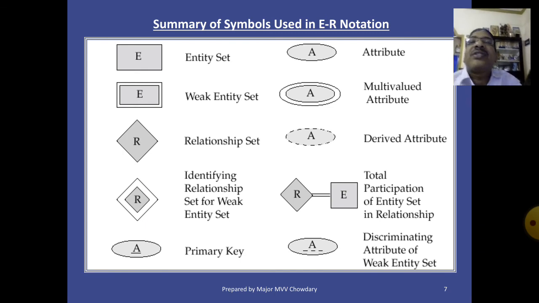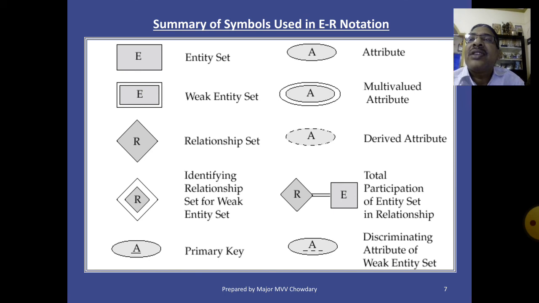Summary of symbols used in ER notations. Let us see on the screen. Entity set, weak entity set, relationship set. Identifying relationship sets for weak entity set. Primary key, attribute, multi-valued attribute, derived attribute, discriminating attribute of weak entity set.